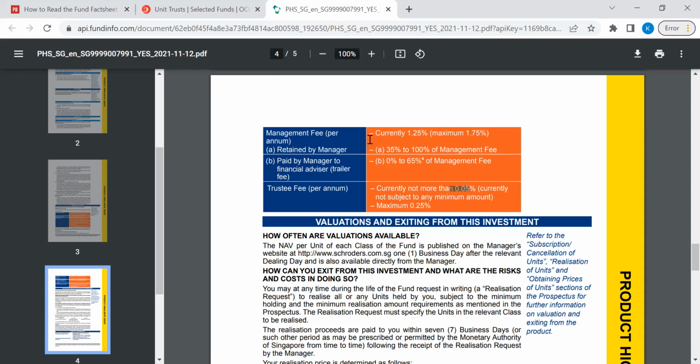So we can see that this management fee of 1.25% is actually broken down into two parts. One part is retained by the manager, the other part is paid to the financial advisor. Then the other part is the trustee fee. You can see that this fee is outside of the 1.25%. It's something additional, whereas the 1.25% is broken down into part A and part B.